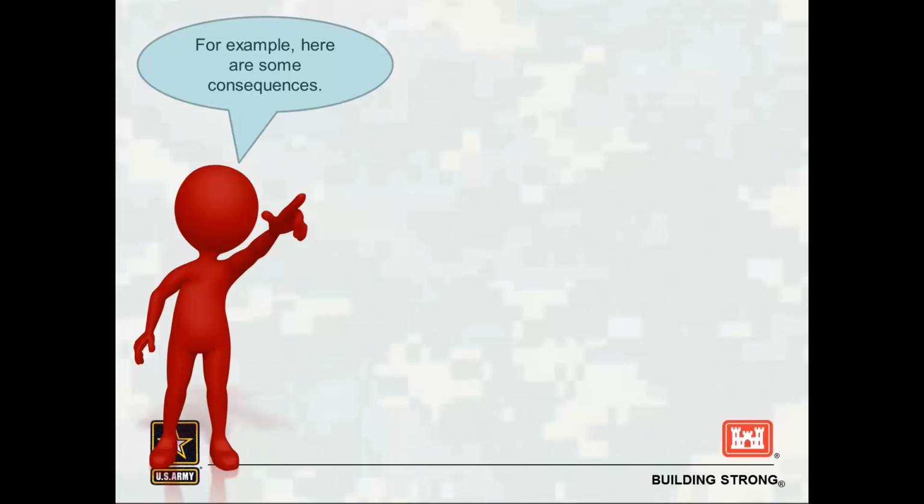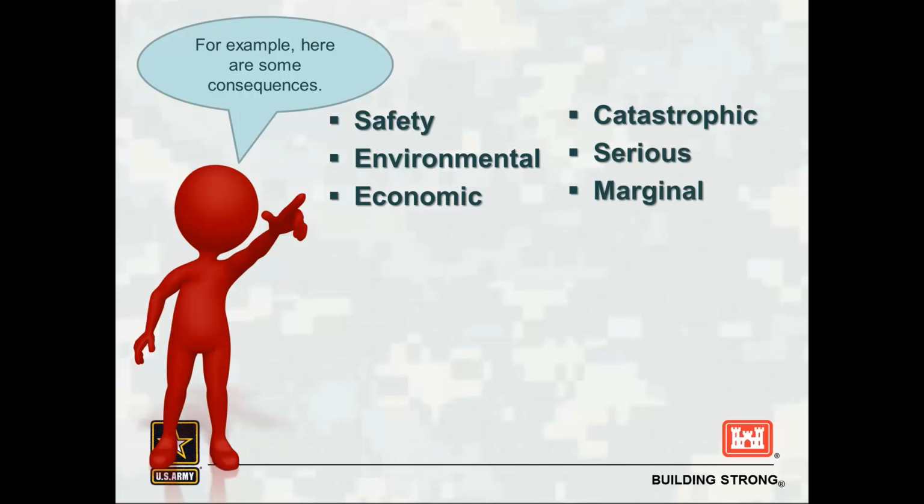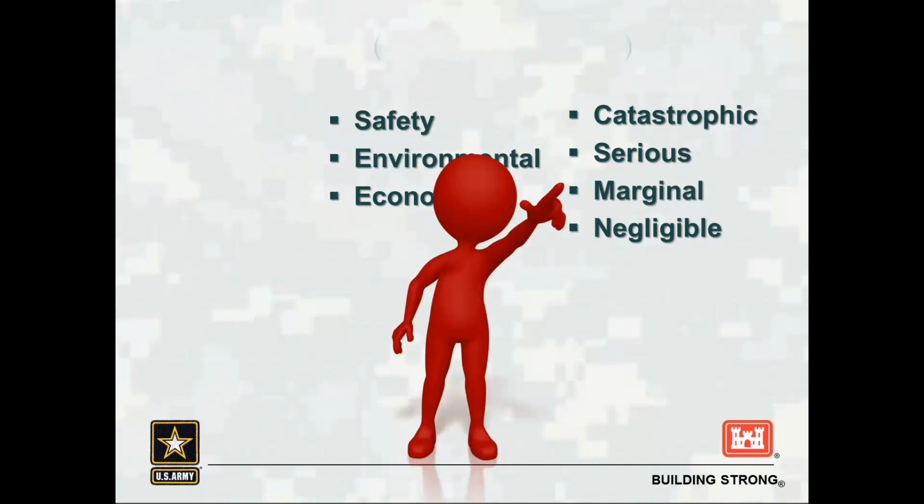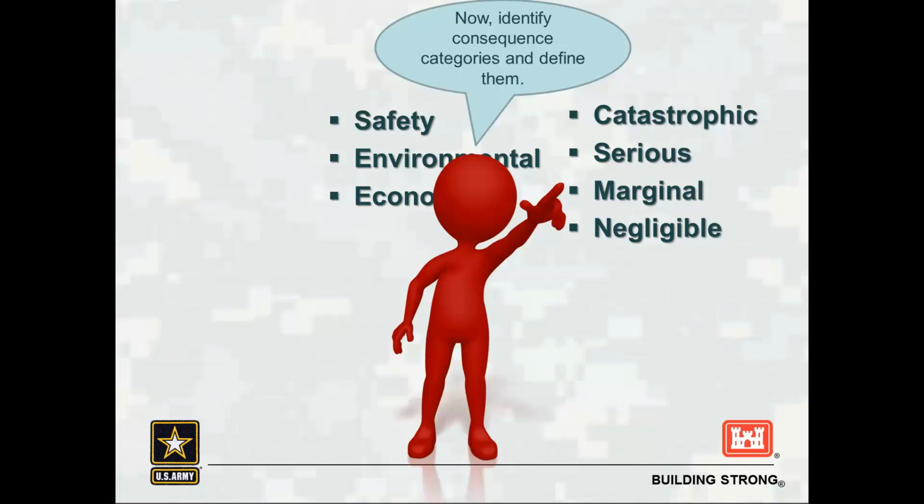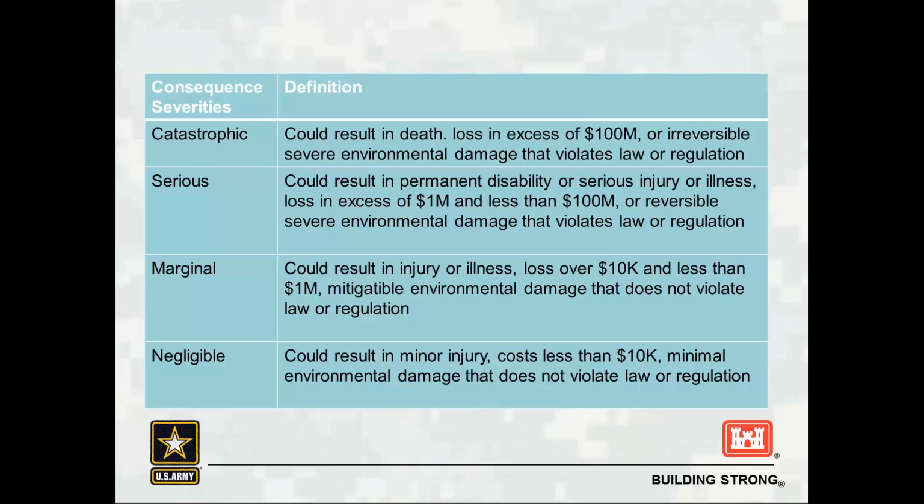Here are some potential kinds of consequences that you might be interested in: safety, environmental, or economic consequences. Then we need consequence categories. You would identify a catastrophic safety consequence or a serious safety consequence. So for as many categories as you identify, you're going to need good functional definitions. Here's an example.